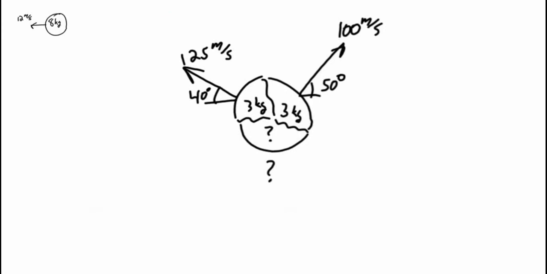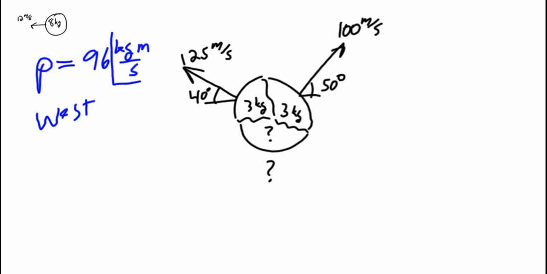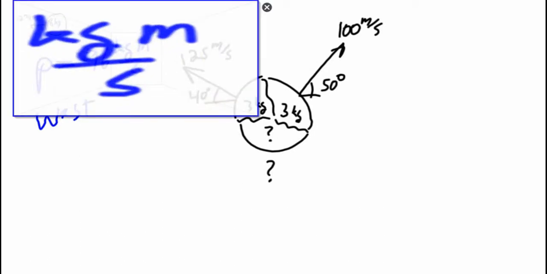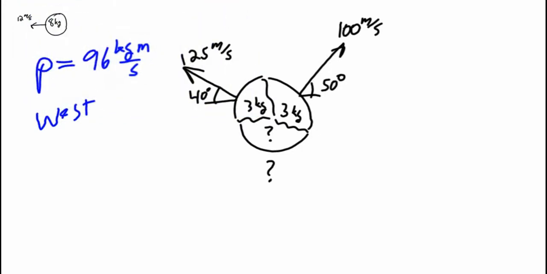We know that before the collision, we have a known momentum that is west. And we know that that momentum is going to be 12 times 8, which is 96. And so we have 96 kilogram meters per second for the unit. And you'll notice that those are units for momentum. They are not units for velocity, and that's why we have a kilogram times a meter divided by a second, and not just meters per second.